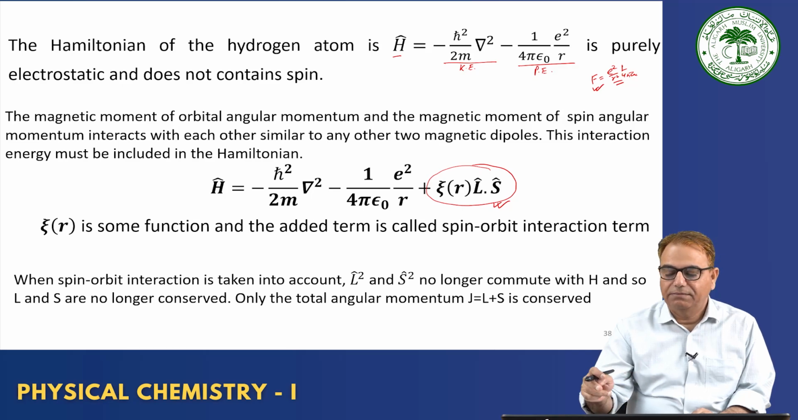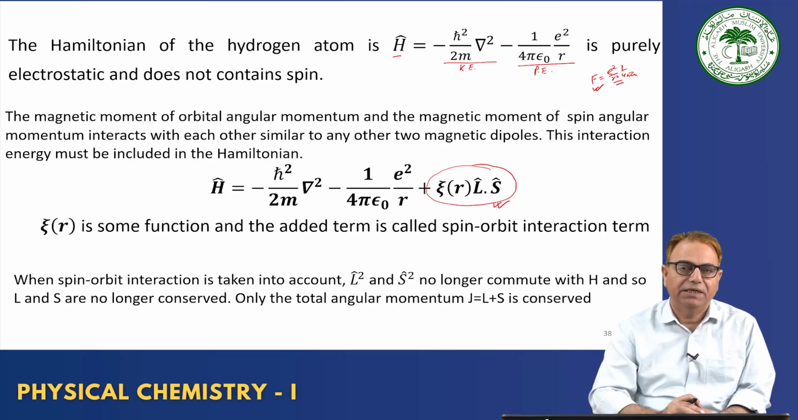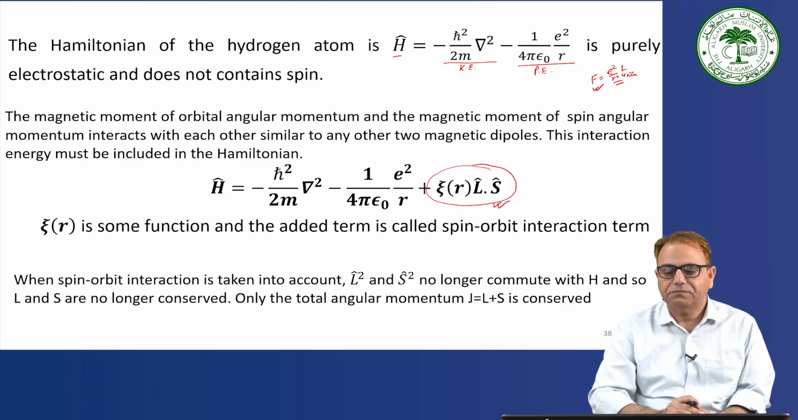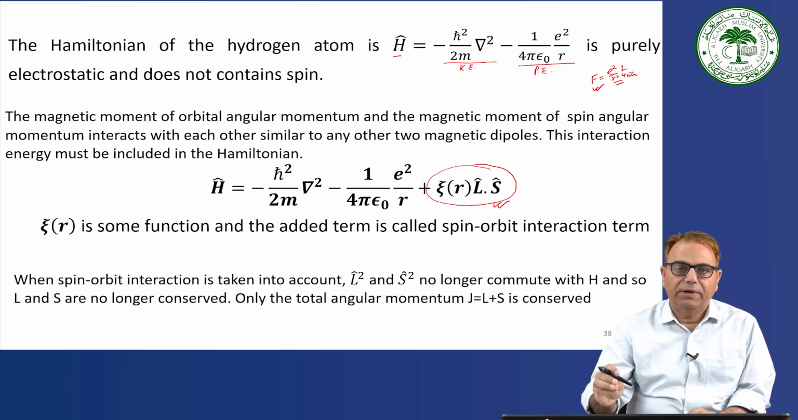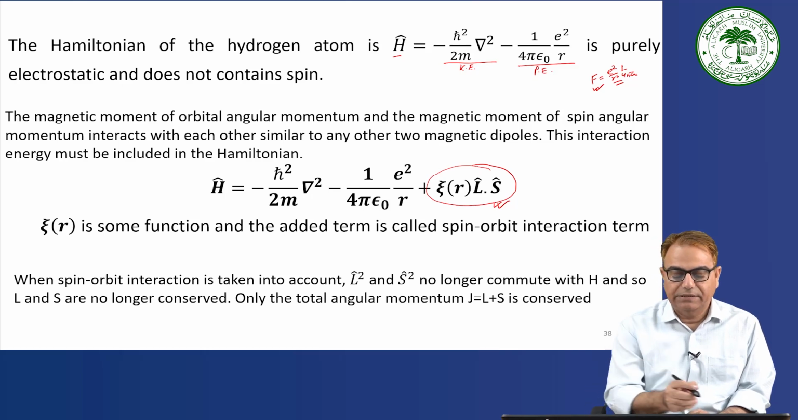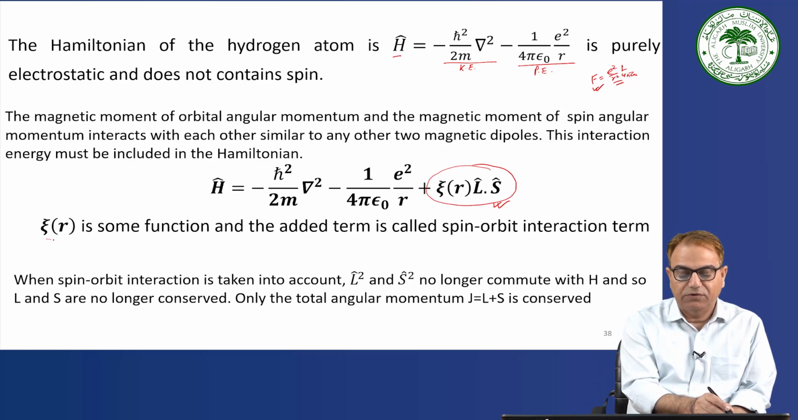Okay, and Russell-Saunders coupling is responsible for changing the energy levels of the hydrogen atom, or for that matter any other atom, besides the shielding and all those things. But since orbital angular momentum and spin angular momentum are inherent properties, they will change the properties of the system. Okay, here xi(r) is some function which I have not explained.